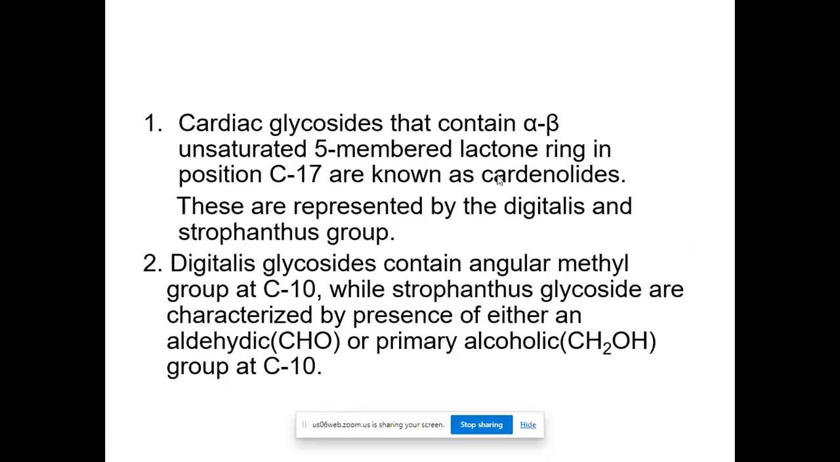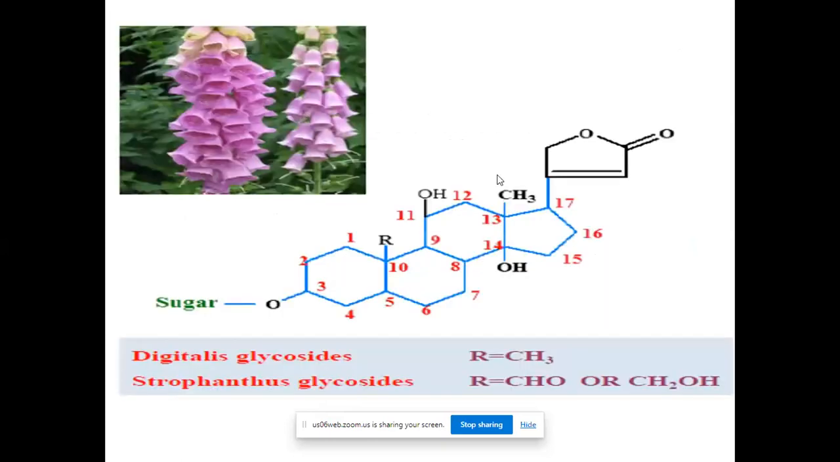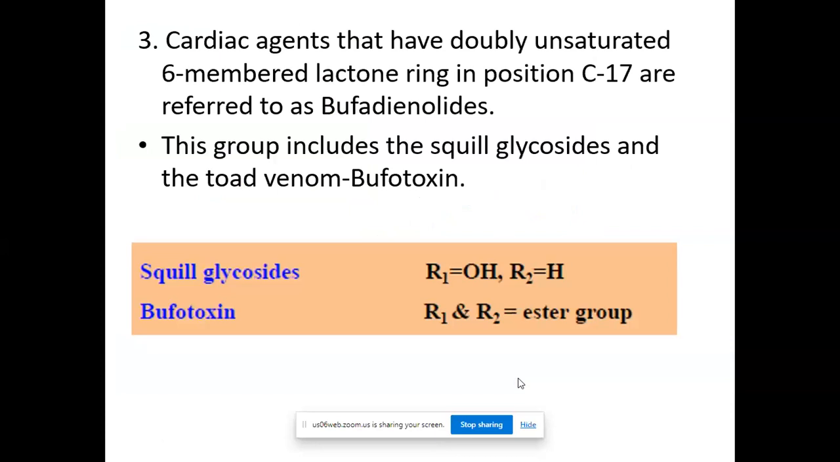They have the alpha, beta unsaturated 5-membered lactone ring at carbon number 17, and a methyl group at C10. This is just basically a repeat of the explanation of the structure. So here we have digitalis and the strophanthus glycoside. The only difference is in the R group here, where for the digitalis it has a methyl group, and for the strophanthus it has this group here. Cardiac agents that have a doubly unsaturated 6-membered lactone ring at C17 are bufadienolides. I had already explained this.